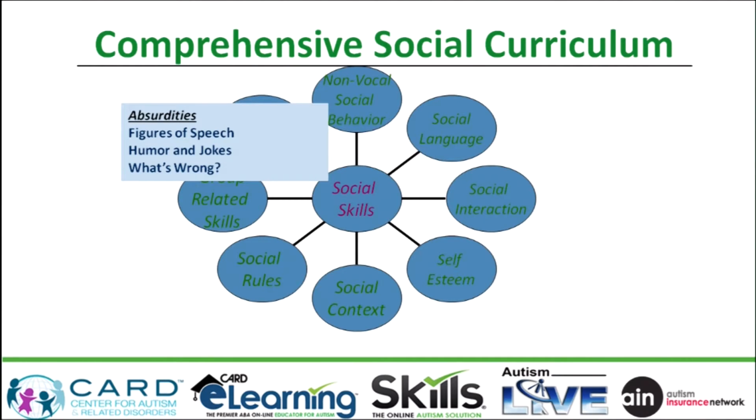Also, we're going to be working on teaching them things with relation to humor and jokes, and how to understand and interpret jokes, how to be funny, all of that. But also figures of speech. So this is non-literal language, like it's raining cats and dogs, and how do I actually see the difference between literal and non-literal, and how do I interpret that and respond appropriately to it? So you can see there's a lot of skills involved in a comprehensive social curriculum. These are all very important when programming for individuals on the spectrum.